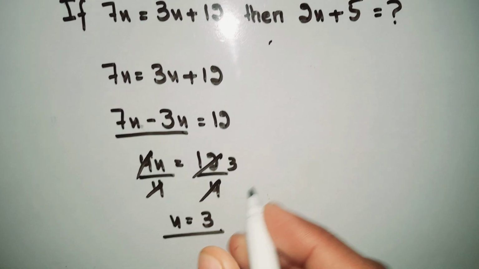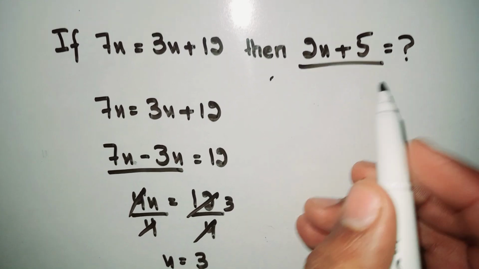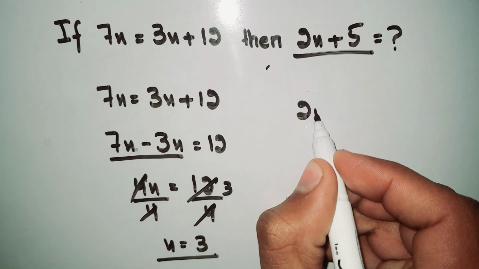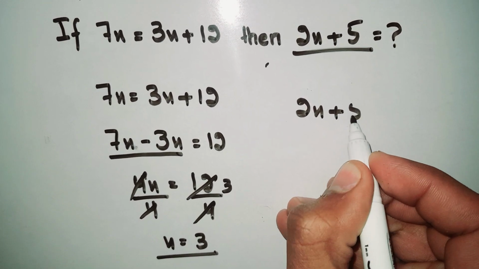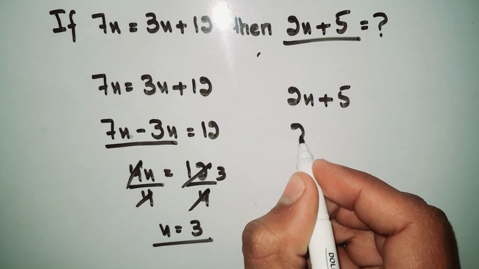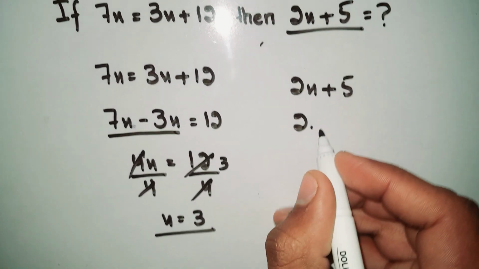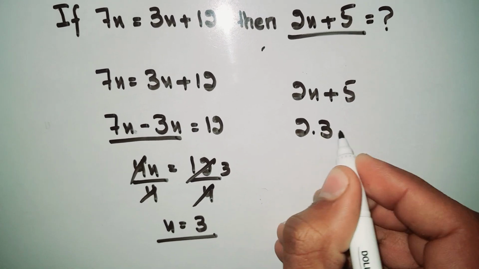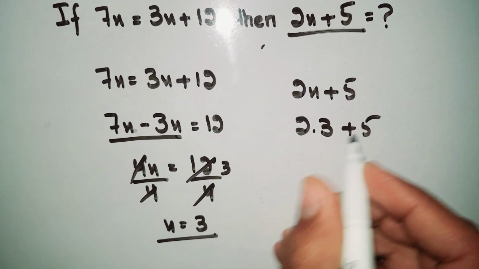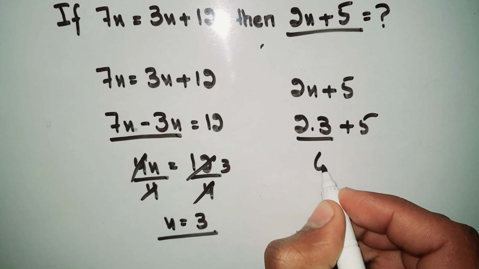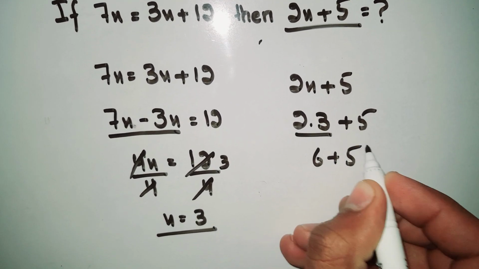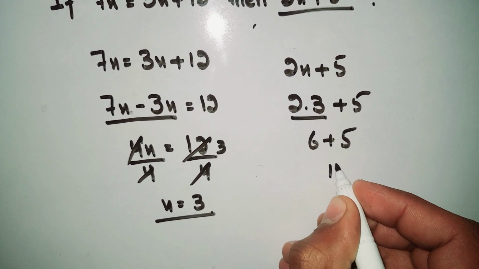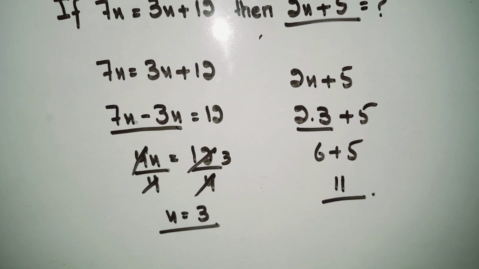So now put the value of x in this equation. So write 2x plus 5. So we write 3 instead of x, and plus 5. So 2 times 3 is 6, plus 5. 6 plus 5 is equal to 11. So 11 is our answer.